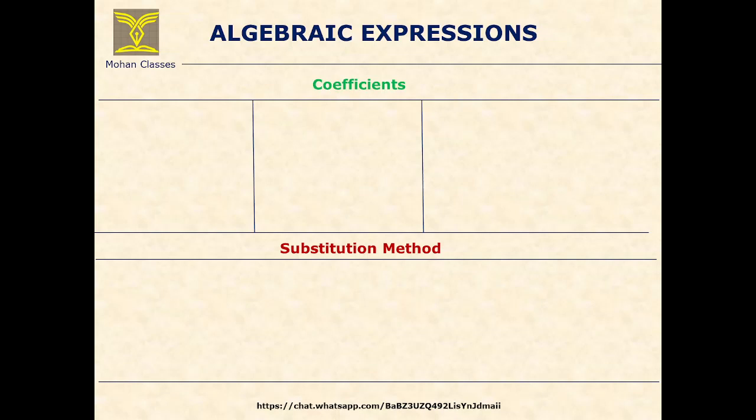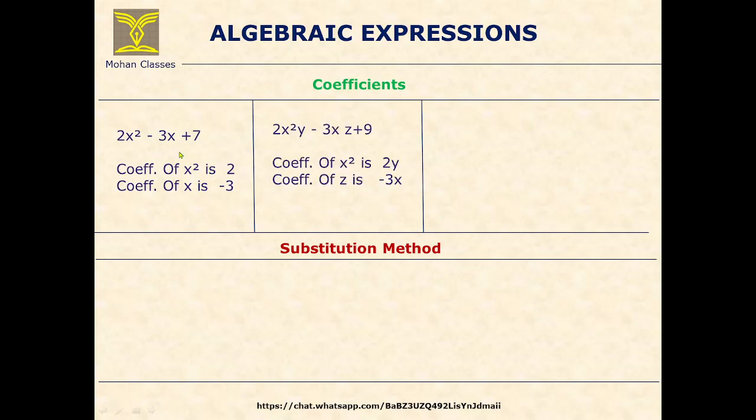Now we are going to see what coefficients are. We will have an algebraic expression with some variables, 2x square minus 3x plus 7. Now we have to find out the coefficient of x square. If we are closing this x square, what is left with x square? 2. So 2 is the coefficient of x square. Here minus 3x, if we are closing this x, what is left with it? Minus 3. So minus 3 is the coefficient of x. So this is the coefficient.